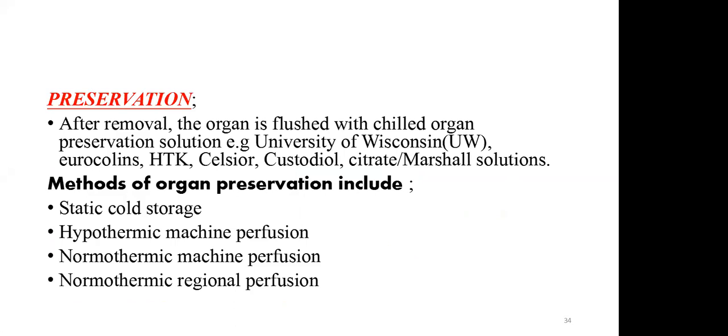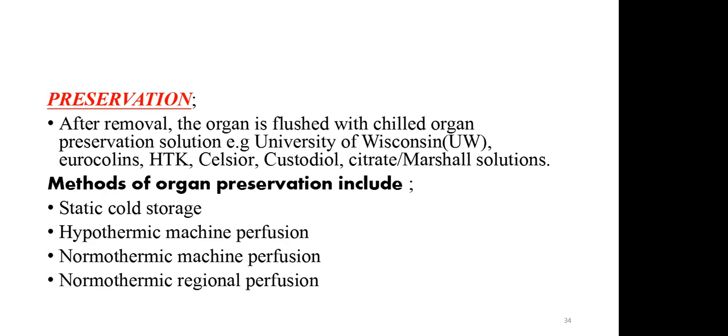So, preservation of the organ so collected or harvested. After removal, the organ is flushed with a chilled organ preservation solution. The gold standard is the University of Wisconsin solution. That is the gold standard that is used for preservation of organs. There are other preservatives that are used. These preservatives have certain constituents: electrolytes, buffers, as well as impermeants.